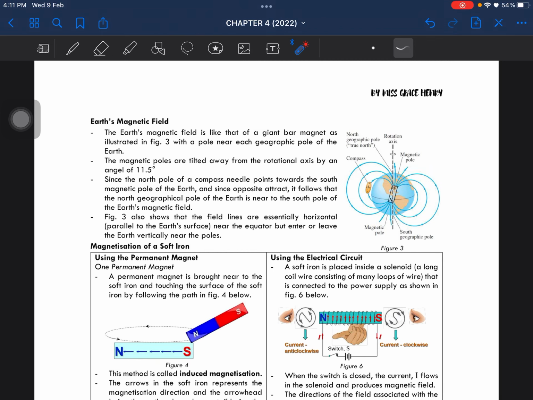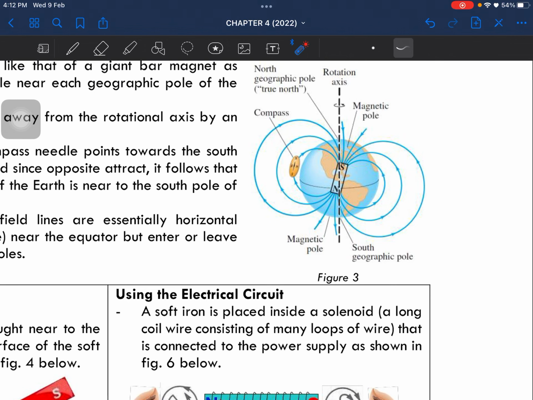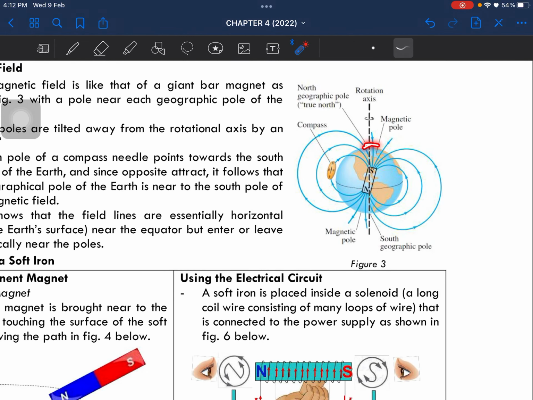Okay, what you have to know for this one is basically the magnetic field for Earth is like a giant bar magnet lah. Okay, so you look, the true north is here, but the magnetic south pole will be here lah. That's all you have to understand.